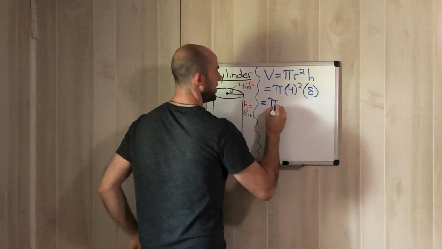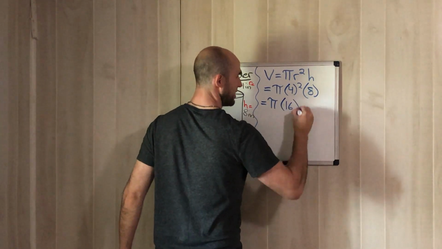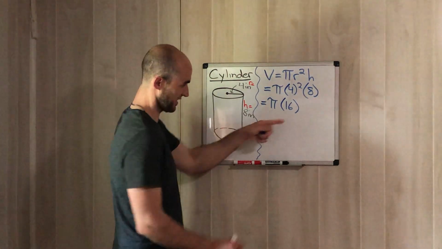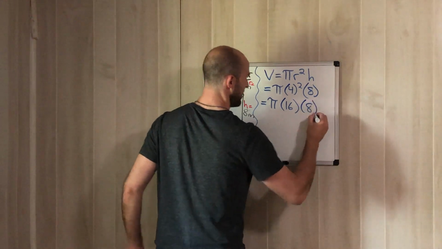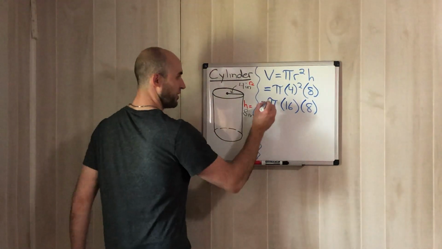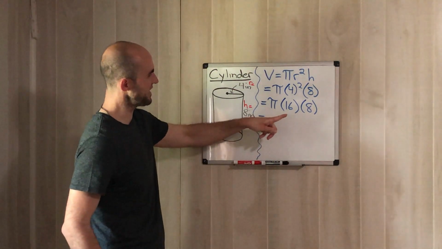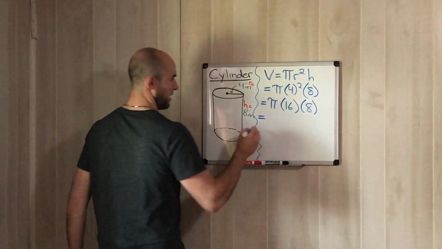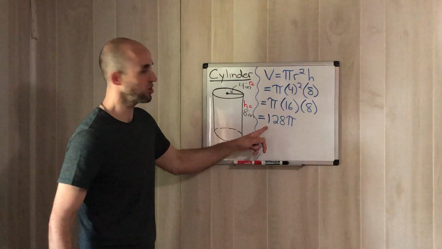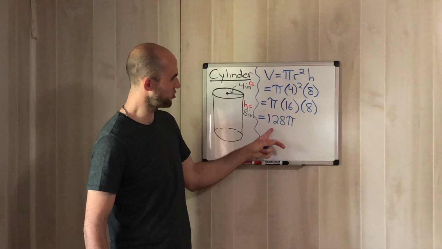So bring down the pi. We again know 4 squared, 4 times 4. So 4 times 4 is 16. Because again, it's not 4 times 2, it's 4 times 4. There are two 4s. 4 times 4 was 16. Bring down the 8, right? And now you have pi, 16, and 8. So before you deal with the pi, you want to multiply this all out. So we know that 16 times 8 is going to end up giving us 128 pi, right? So where I got the 128 from, I did 16 times 8, right? 16 times 8 gives us 128.